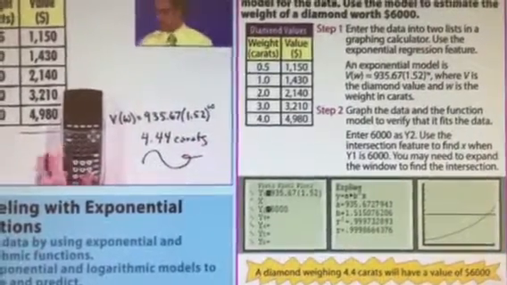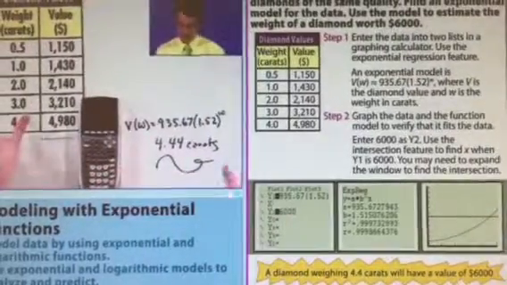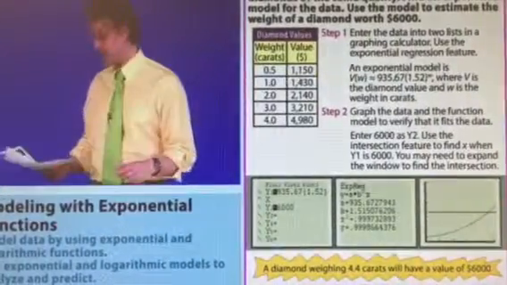So you can see the power of the computer really allows us to focus in on even diamonds.